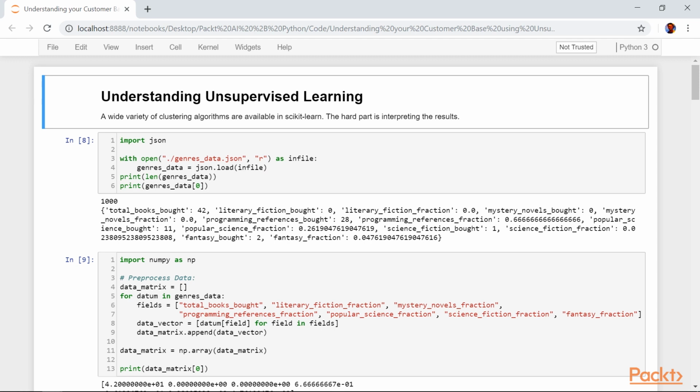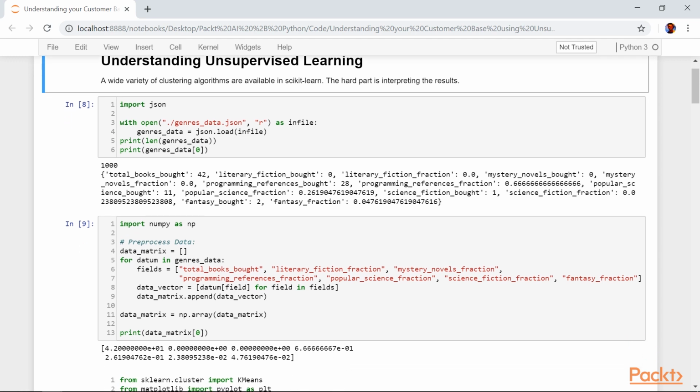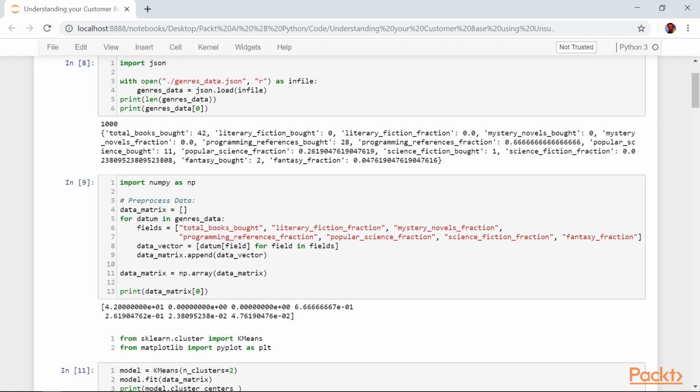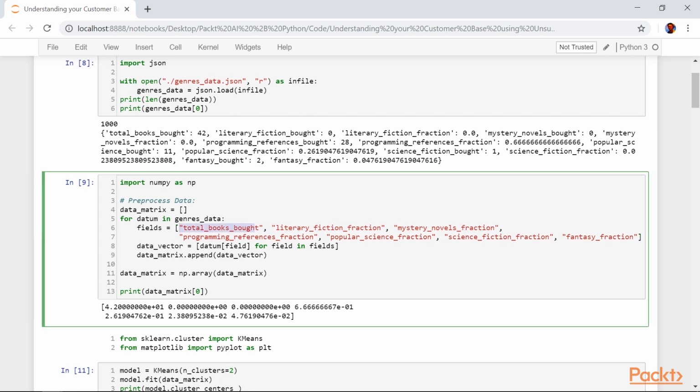Now, for our purposes, we probably don't need all of these dimensions. If we have the total number of books bought and the proportions of books that they bought, that's probably enough information. That's actually definitely enough information for us to reconstruct the exact counts of how many books they bought in each genre. So what we're going to do is pre-process this data where we only pull out the fields that we care about, the total number of books, and then the proportion from each of the genres that we're considering.